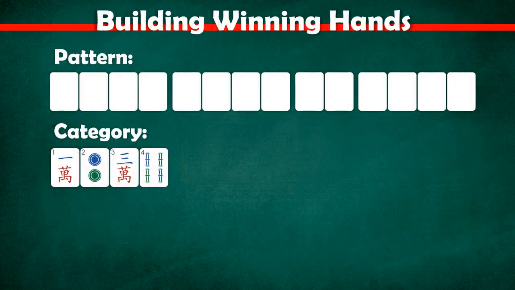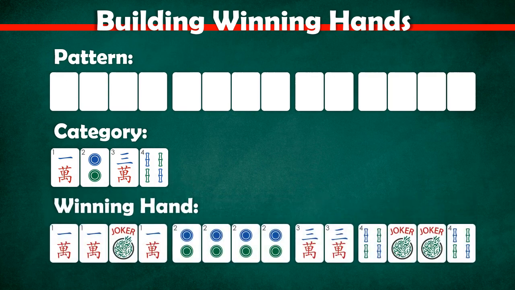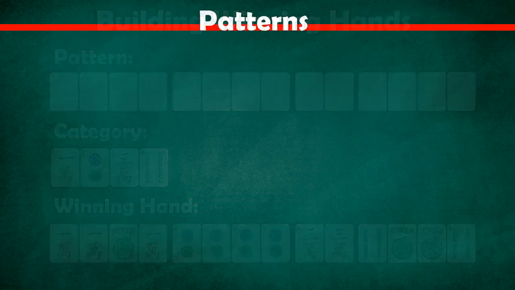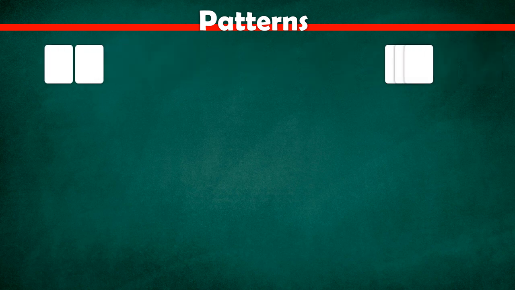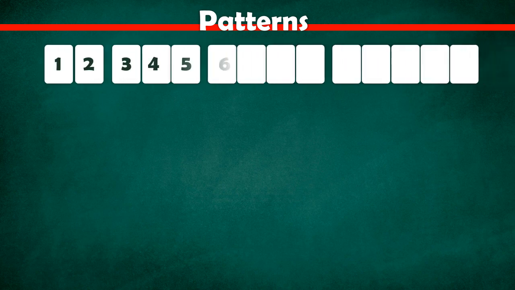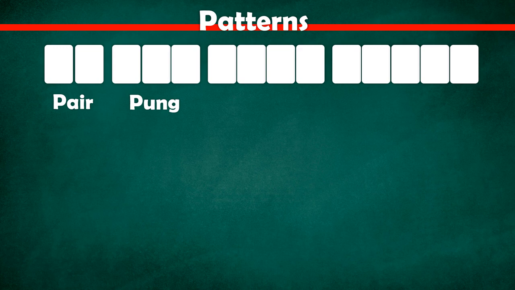A winning hand consists of two elements, a pattern and a category. These two elements combine to make a 14-tile winning Mahjong hand. Patterns are created with combinations of blocks that add up to 14 total tiles. The names of these blocks are the same as in American Mah Jongg. A pair is 2 identical tiles, a pung is 3 identical tiles, a kong is 4 identical tiles, and a quint is 5 identical tiles.